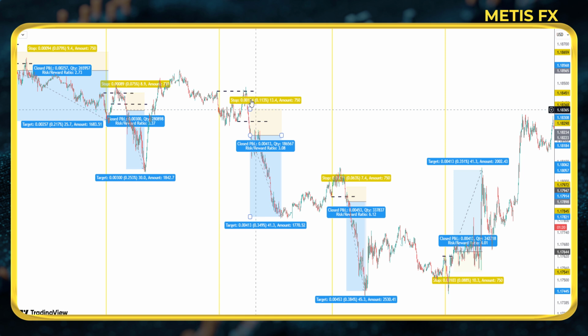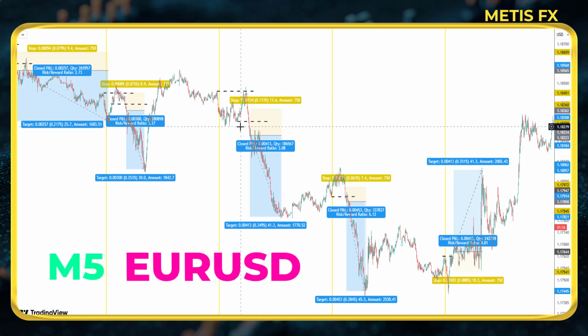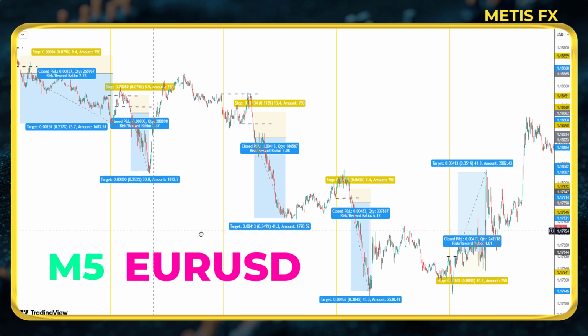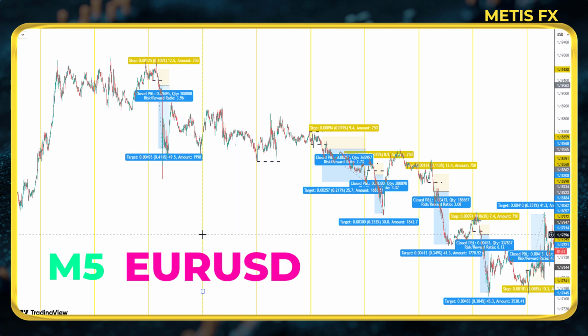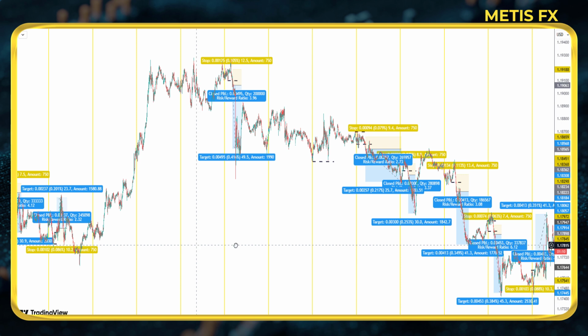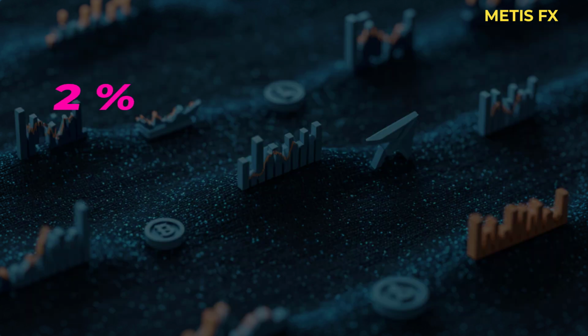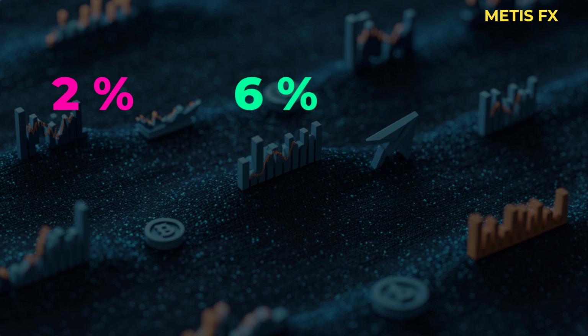Best time frame for this strategy, 5 minutes. And EURUSD, honestly, works almost perfectly with this setup, especially during the London session. Now the risk plan. First trade, risk 2% of your capital. If you hit a 1 to 3 risk to reward, you make 6%.